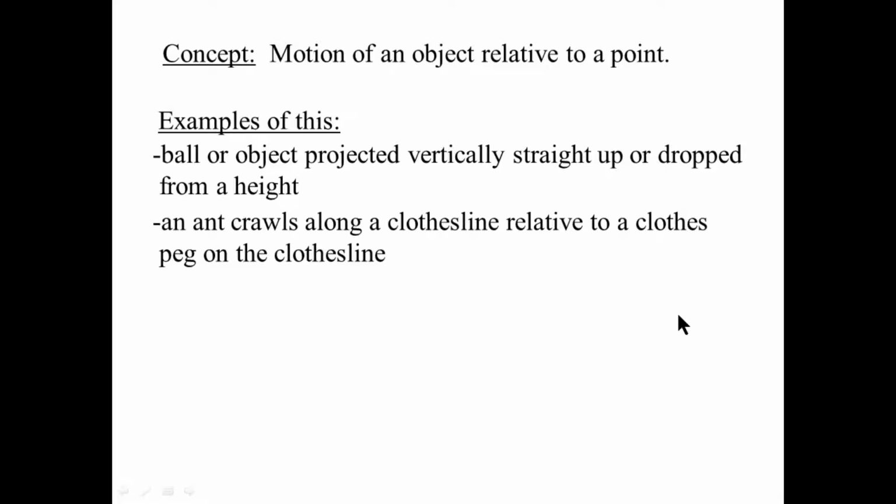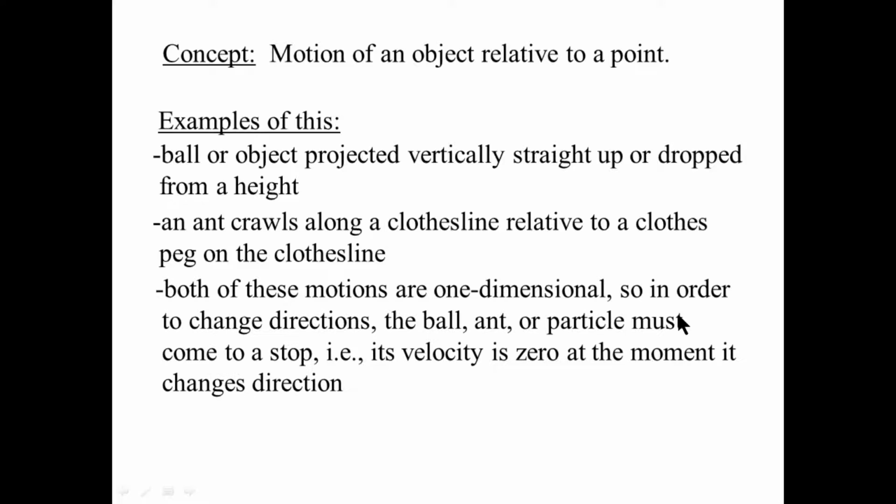Another example of this concept would be an ant crawling along a clothesline relative to a clothes peg on the clothesline. What we do is superimpose a number line over the clothesline, and that clothes peg will represent the 0 number. And anything to the right is positive numbers, and anything to the left is negative numbers. They are one-dimensional motions. So in order to change directions, the ball, ant, or particle must come to a stop, i.e. its velocity has to reach, for a moment, 0. The ant has to stop, turn around, and then come back to change direction.